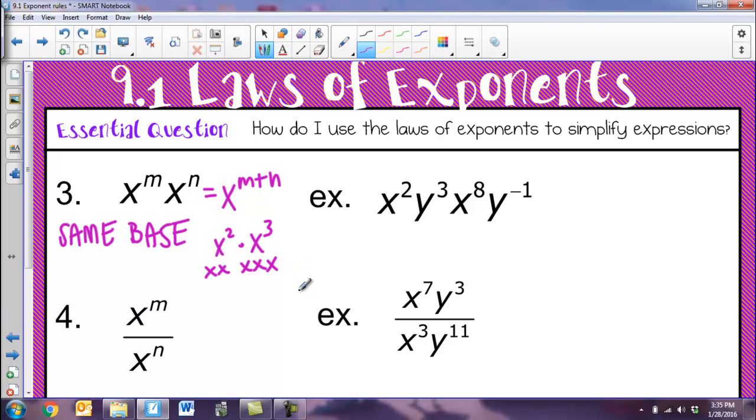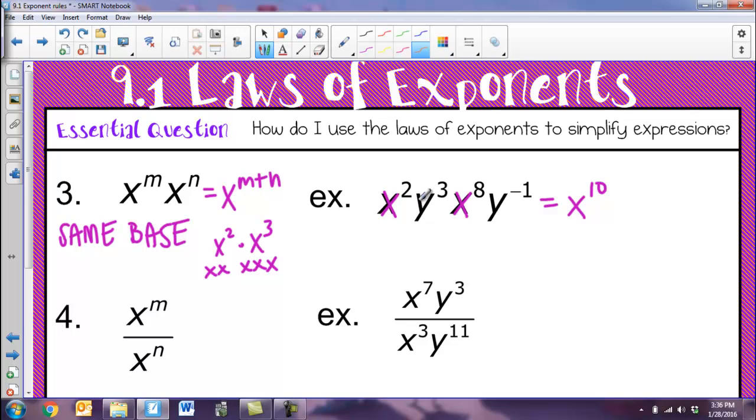So when I look at an example question, we have x squared, y cubed, x to the 8, y to the negative 1. So again, I find things with like bases. So I have x here and x here. Those are the two that I get to keep, or that I get to use my rule on. So I would keep my base, it's x, and then I add up the exponents. So it'd be 2 plus 8 is 10. And again, you could list out all the x's and count them, and that's fine.